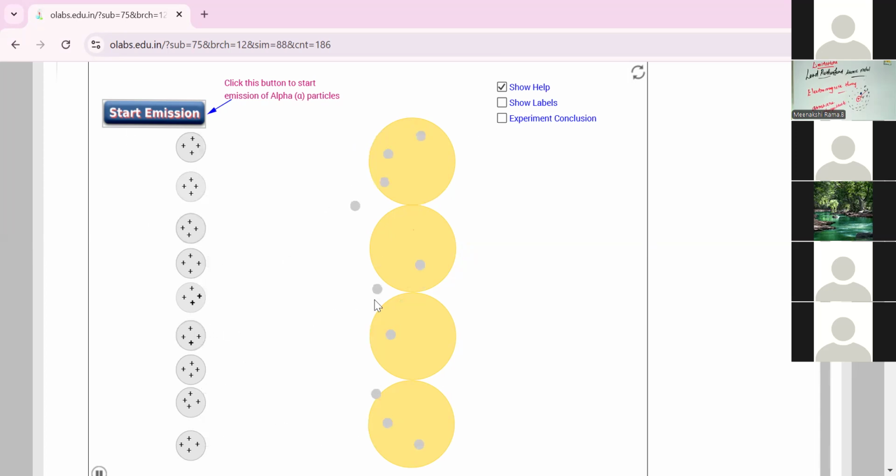These are all the alpha particles. Some of the alpha particles move in a straight line. Some are slightly deflected. Some are bounced back. So this is the conclusion of the Rutherford atomic model, the alpha particle experiment. Okay.